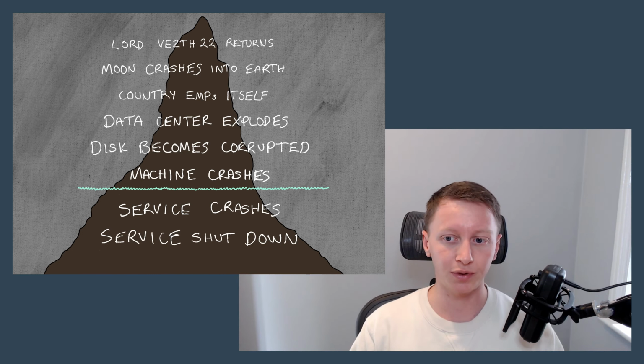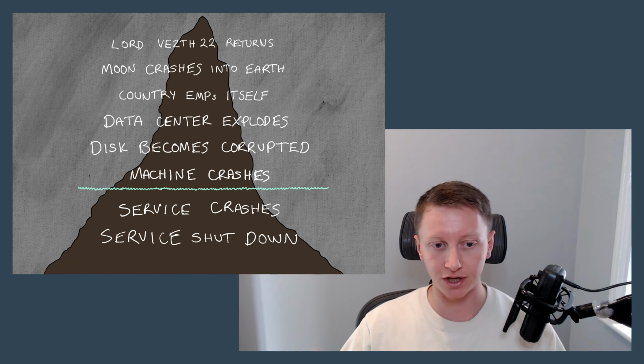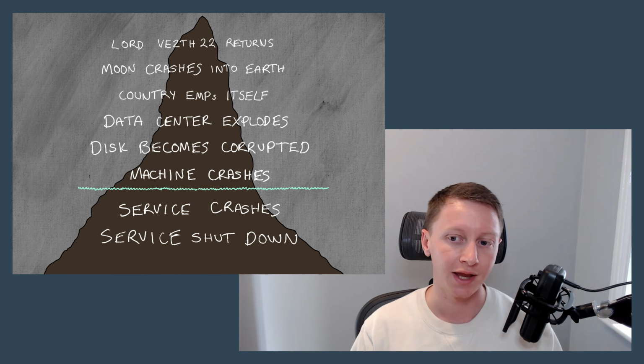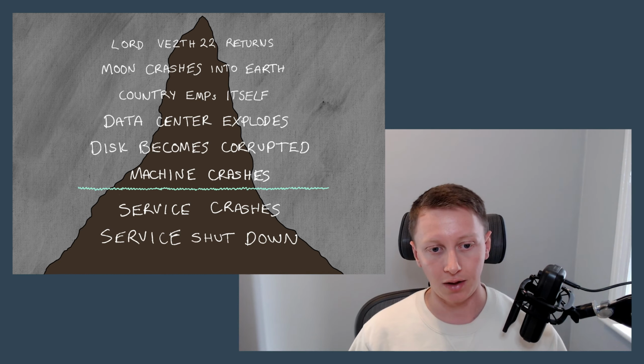So the next one is a data center blows up. So if you've got a service that relies on persisting some sort of state, and it can survive corruption on one disk because it's got some sort of redundancy built in.